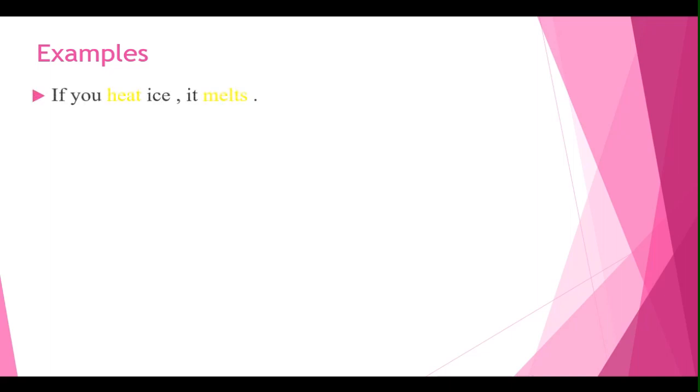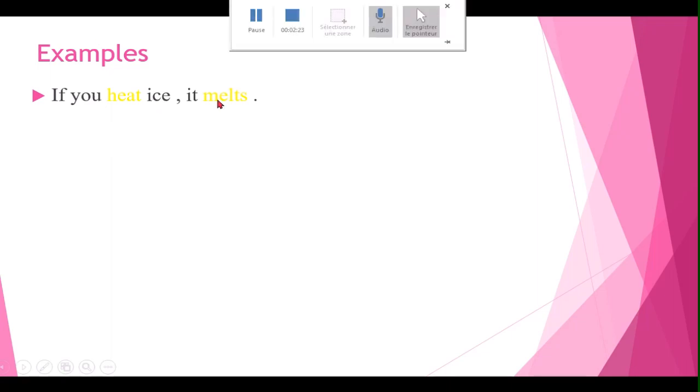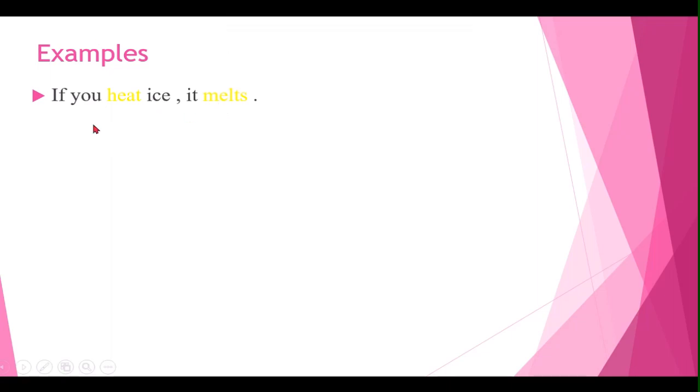The sentence number 1: if you heat ice, it melts. Now, can you please find a verb? Good. You are going to say that there are two verbs here. We have verb number 1, to heat, which means to put something on fire, and verb number 2, melt. Now this is a sentence, but here we have two parts of the sentence, part number 1 and part number 2.